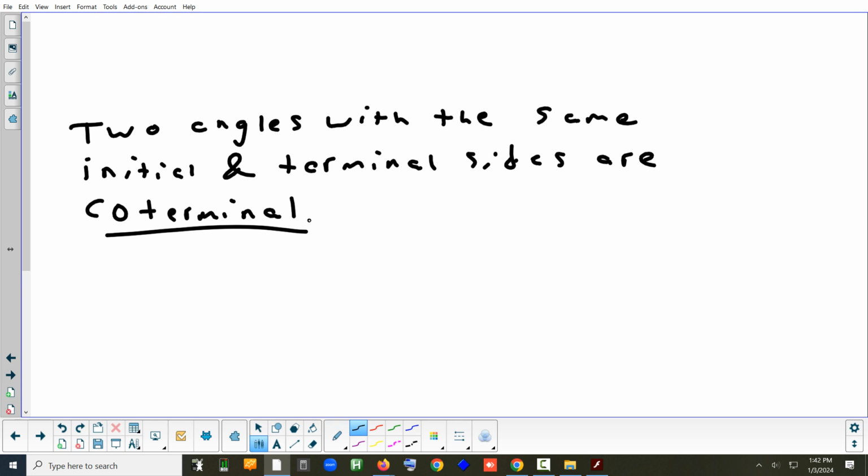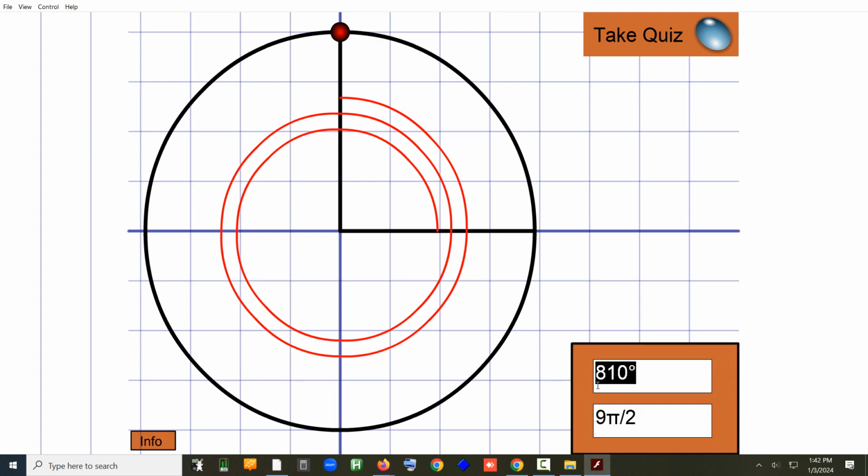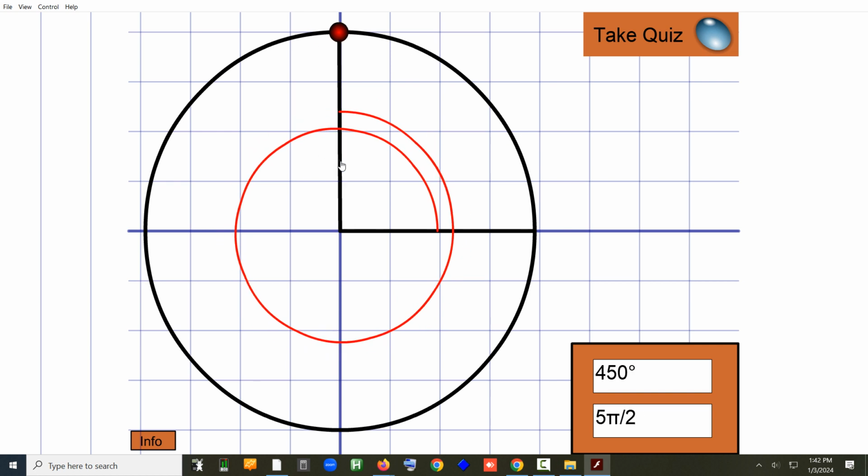Now I want to look at the numbers, and I want to see what the difference is between the angles when they are coterminal. Okay, so 810 degrees is coterminal with 450, which is also coterminal with 90. So it might be easiest to think about the 90 and the 450. What's the difference between 90 and 450? It's 360 apart. They're exactly 360 degrees apart. So that's how you can find angles that are coterminal.